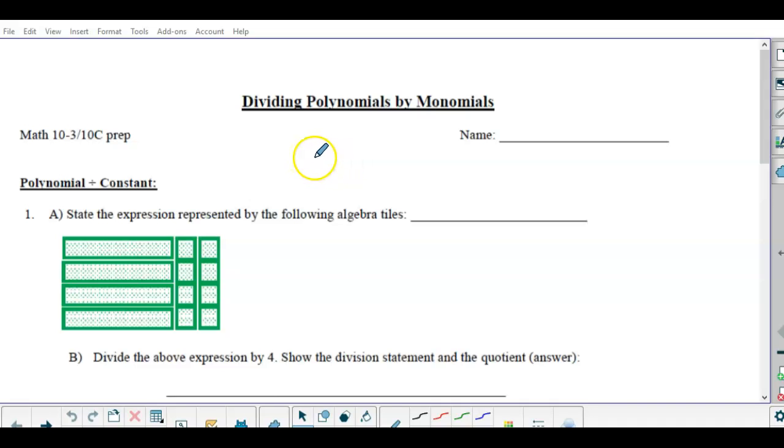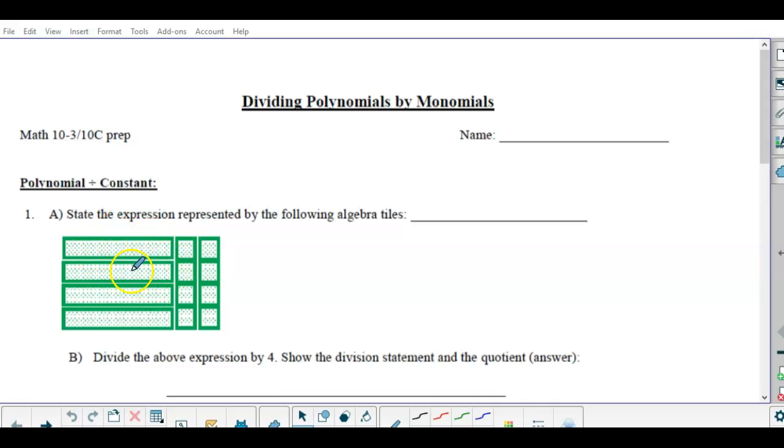Today we're looking at dividing polynomials by monomials. Up until now we've done a lot of multiplying polynomials together, polynomials with monomials, polynomials with polynomials. Now we're doing the opposite, the inverse operation. First we're going to look at dividing by just a number, a constant.